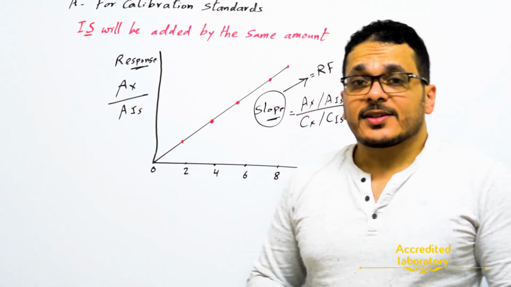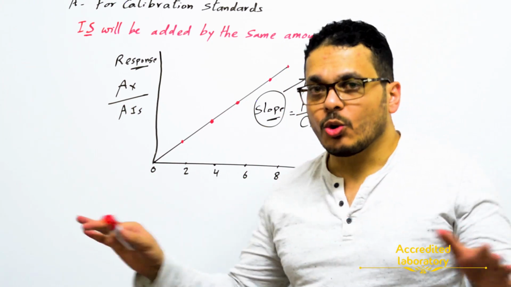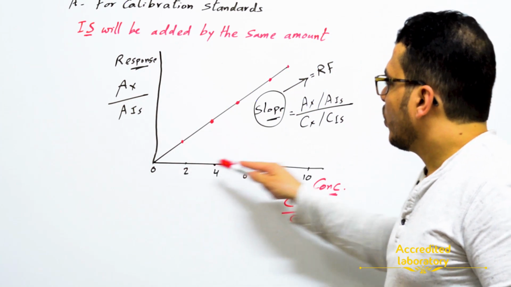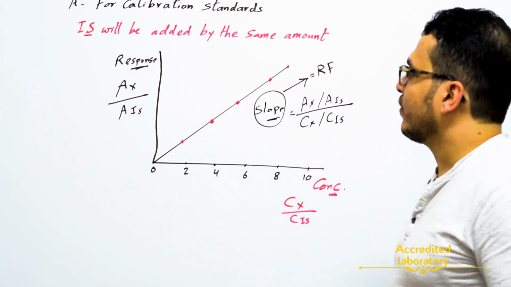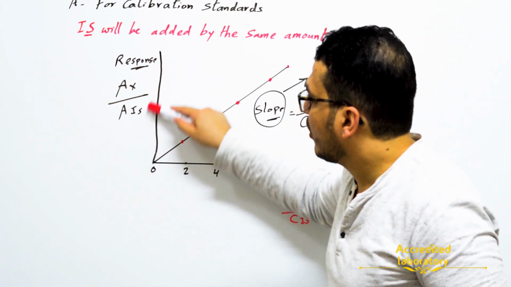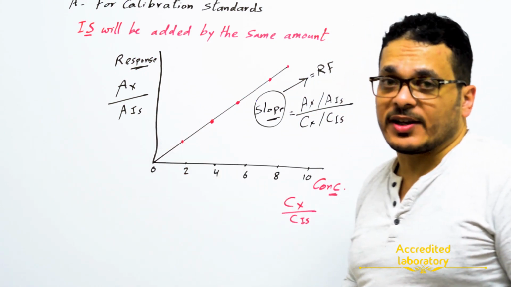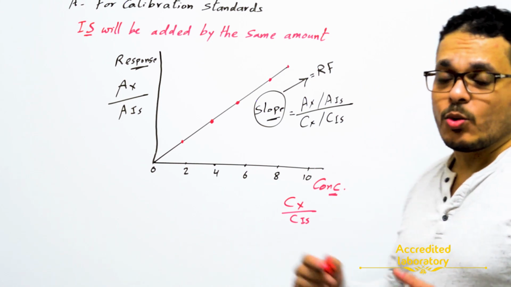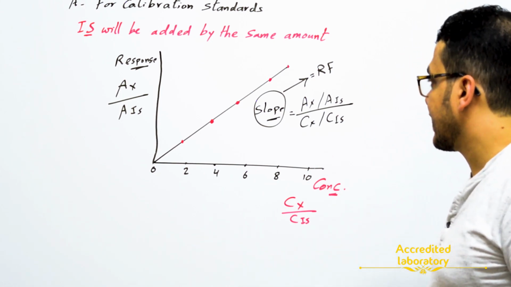For calibration standards, as we said, internal standard will be added by the same amount to all calibration standards. And then we will run these standards on the instrument. We will get this calibration curve. But the response in this case will be equal to A, area of analyte divided by the area of internal standard. And the concentration in this case will equal concentration of analyte divided by concentration of internal standard.